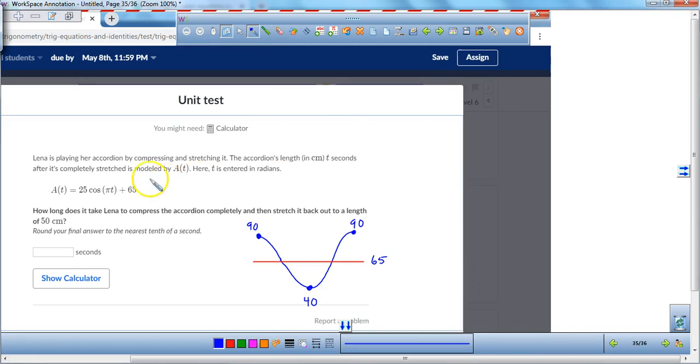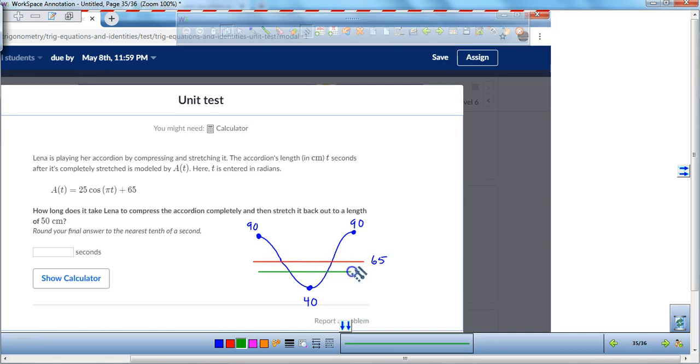All right, so it says Lena is playing her accordion by compressing and stretching. The accordion length is in centimeters, t seconds after it's completely stretched out, and is modeled by this equation. So it looks like when it's completely stretched out, it's at 90, and then it gets all the way compressed to 40, and then gets stretched back out to 90. And we're trying to figure out how long it takes Lena to compress the accordion completely and then stretch it. So dadgummit, looks like it's going to be asking us for the second one again.